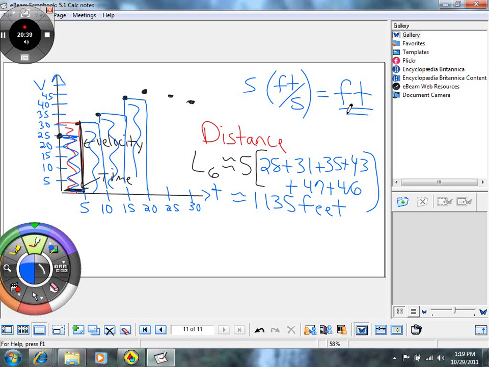Okay? And then we could do the same thing if we just do a right estimate. So we do R6, and you get the idea, hopefully. You multiply by 5, and now you're going to pretend like your rectangles are as tall as the right side of each of the intervals. So we would basically use all of the data points except for the first one.